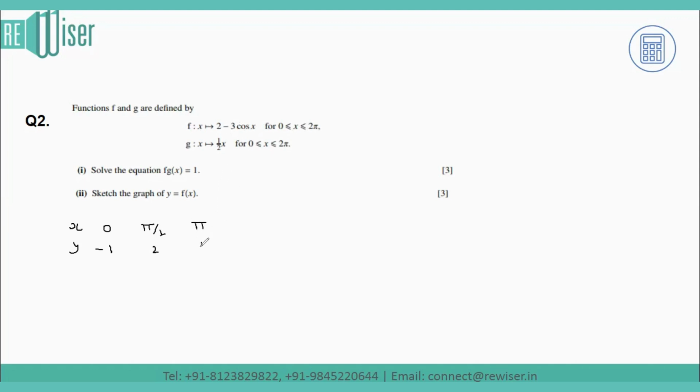That means it will climb onto the max value there. And similarly, again at 2 pi, it will land up again with a value of minus 1.